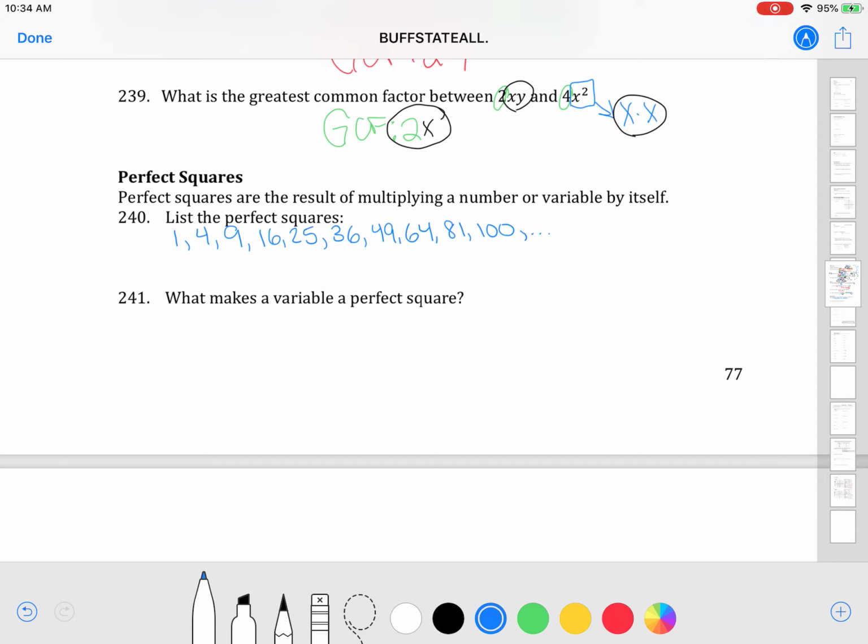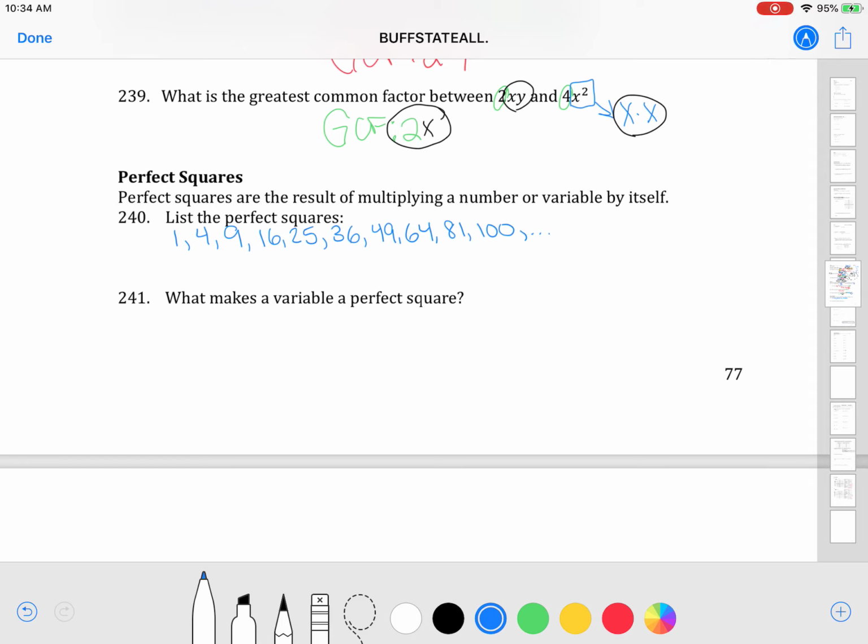Now this list does go on. You're not going to really need to know anything higher than 10 times 10 being 100. So just get all those numbers written down. And I will tell you, it will benefit you greatly in the future with factoring to have those numbers recognizable.